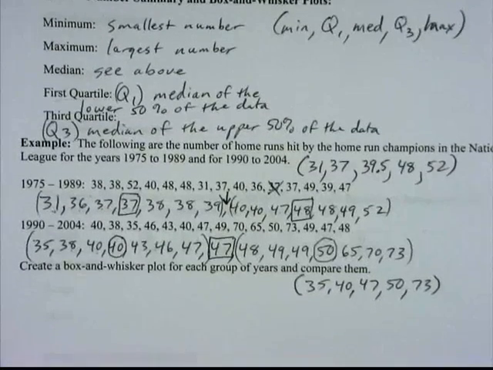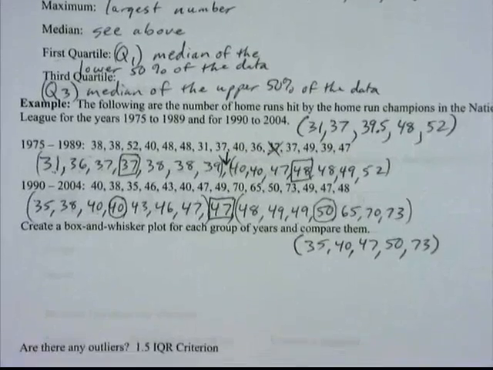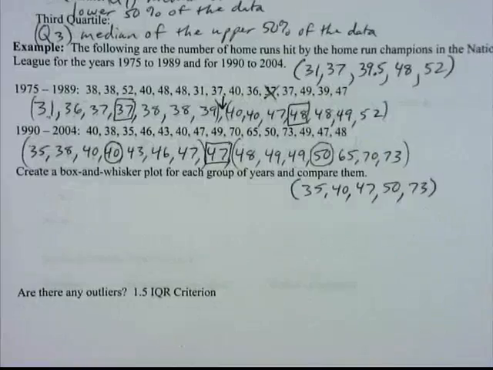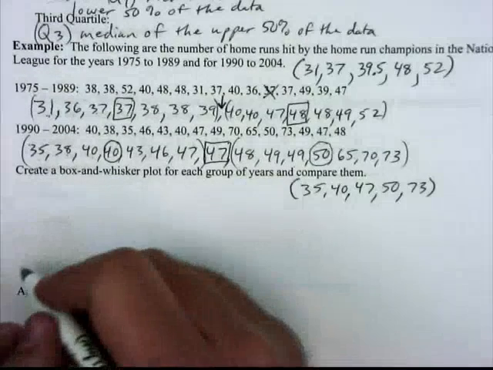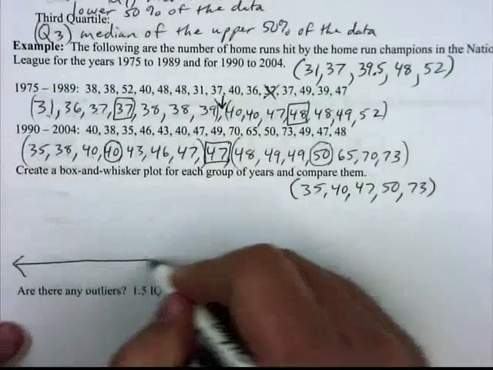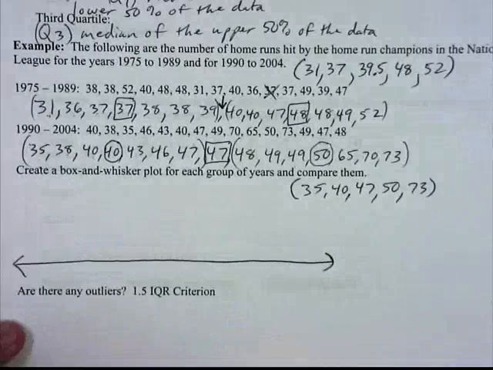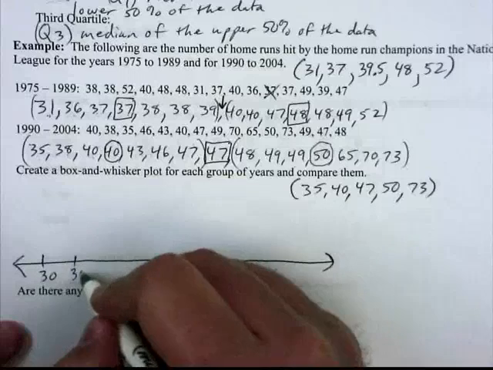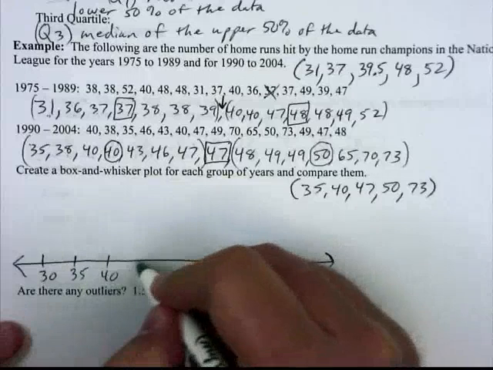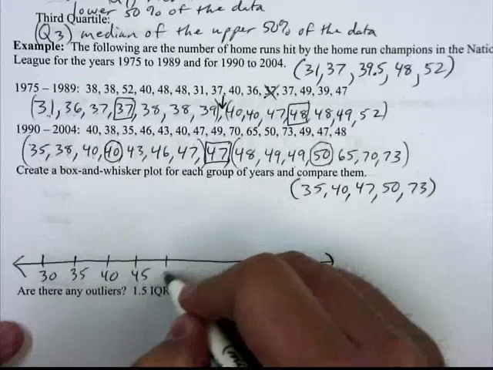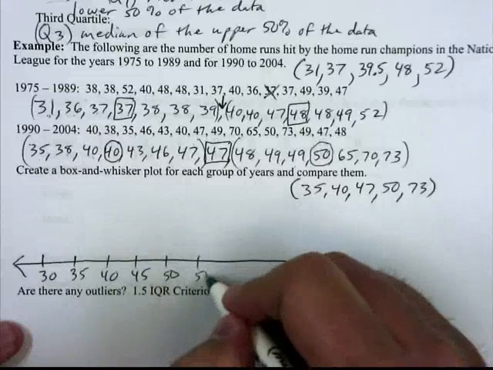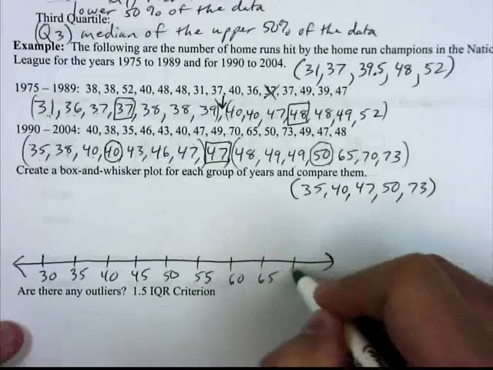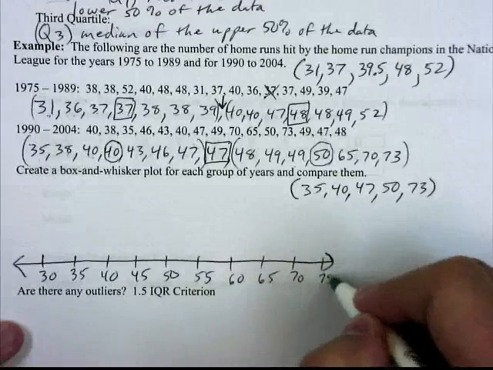What you can do with this is create a visual to compare these numbers. Here's how we would set up our visual, called a box and whisker plot. Let's say I'm going to start at 30, 35, 40, 45, 50, 55, 60, 65, 70, and 75.